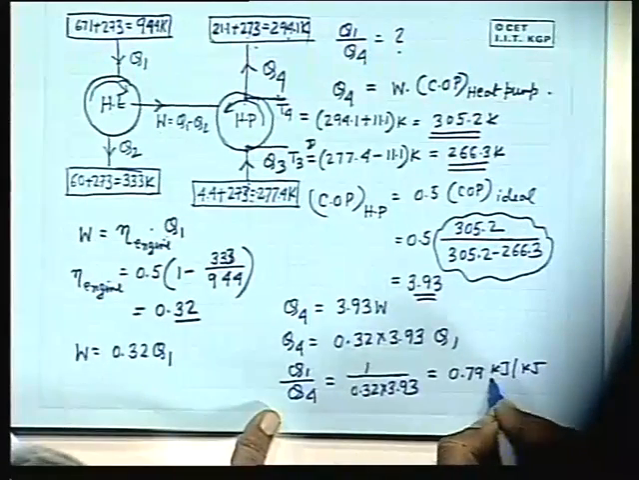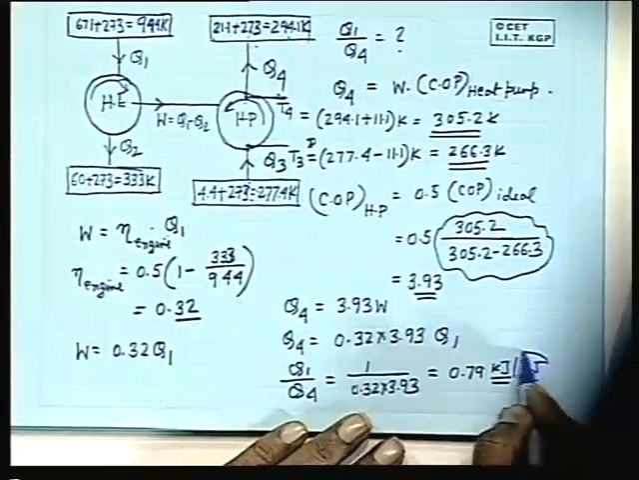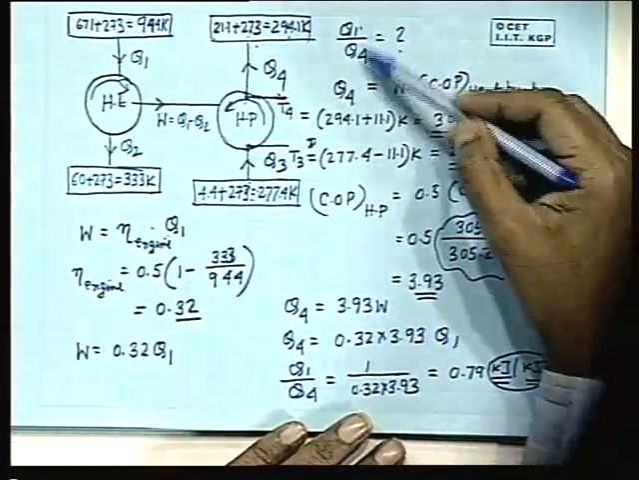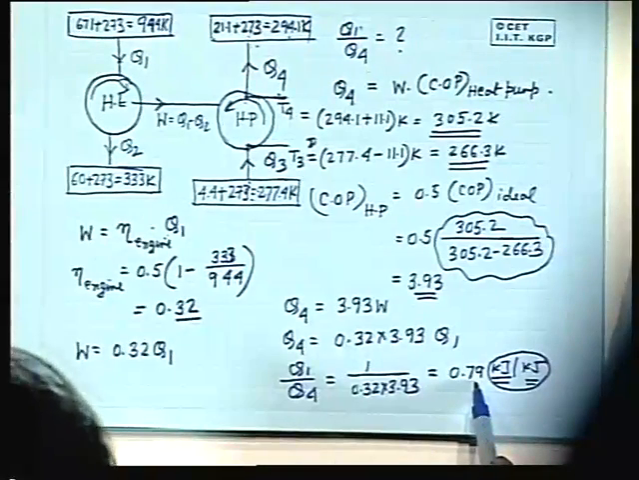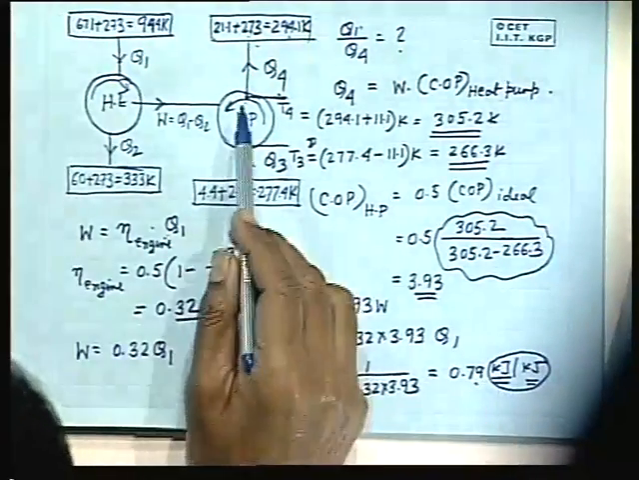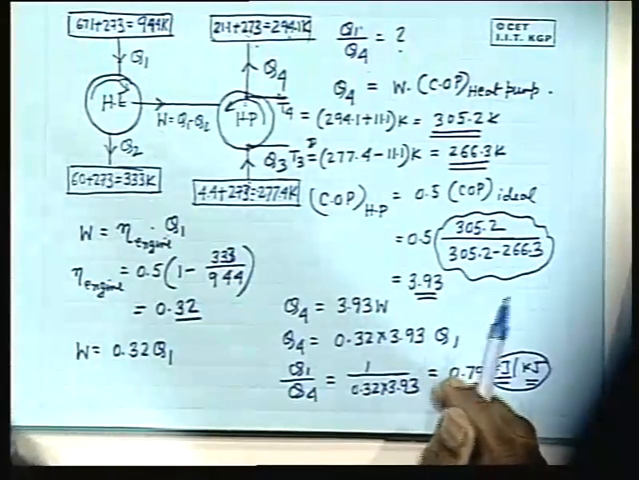This is kilojoule per kilojoule, meaning kilojoule of heat input per kilojoule of heat output. You may write it or may not write it, because this quantity is unitless. That means this is the amount of heat delivered to the heat engine per unit amount of heat delivered to the block of flats by the heat pump.